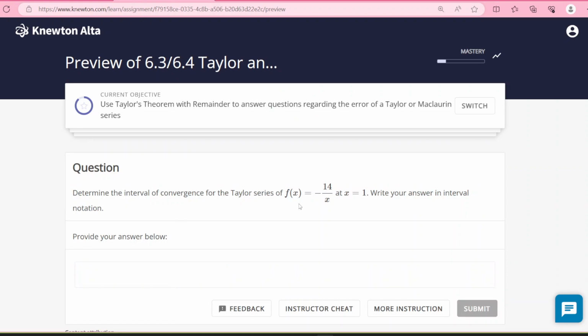So another one where we're asked to determine the interval of convergence for a given Taylor series, centered at x equals 1. Right? For this function, negative 14 over x at x equals 1. And of course, write your answer in interval notation. Now, this function we're given is one of them rational functions, right? Polynomial over polynomial here.